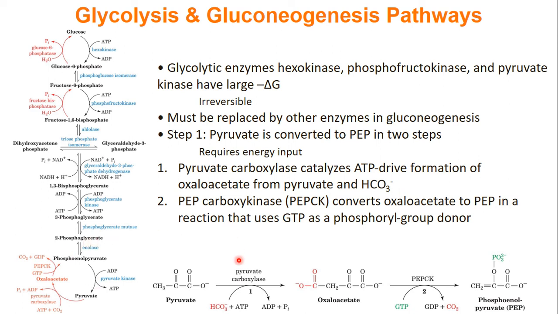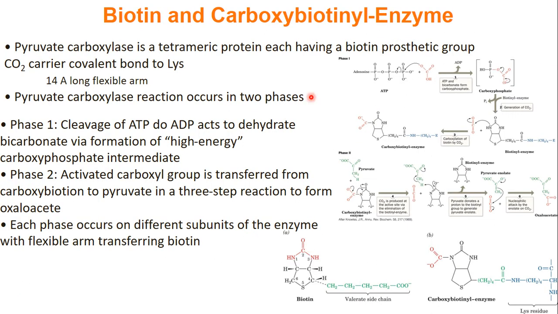One, pyruvate carboxylase will catalyze the ATP-driven formation of oxaloacetate from pyruvate. So you use HCO3- and ATP to go from pyruvate to oxaloacetate. Then, once you're in oxaloacetate, PEP carboxykinase, PEPCK, converts oxaloacetate to PEP in a reaction that uses GTP as your phosphoryl group donor. So you can see we use 1 ATP and 1 GTP going forward for gluconeogenesis. So let's take a look at this mechanism then.